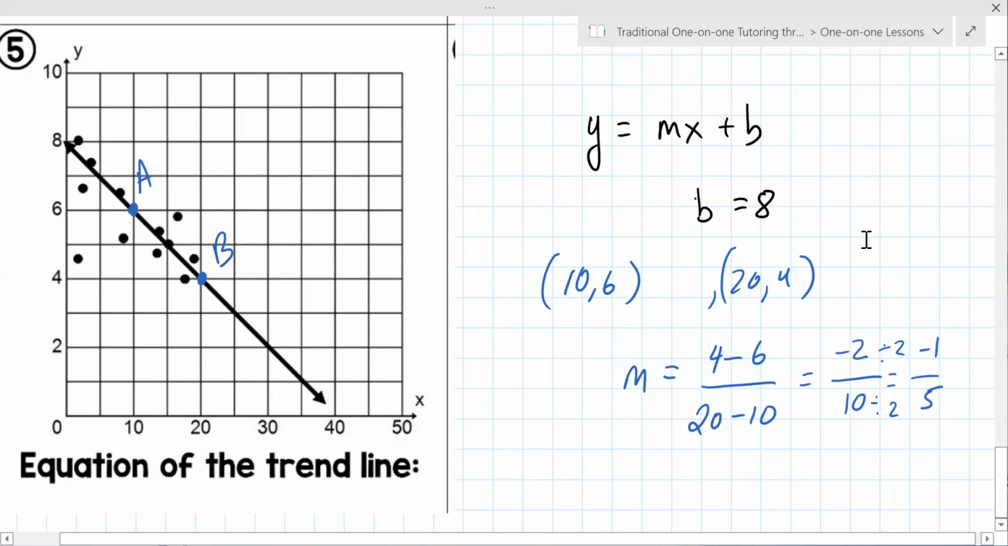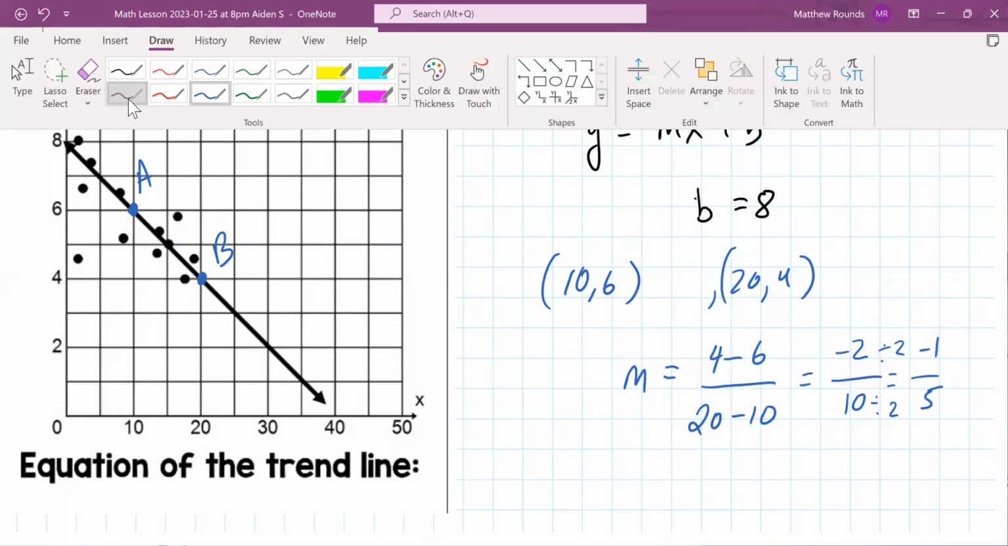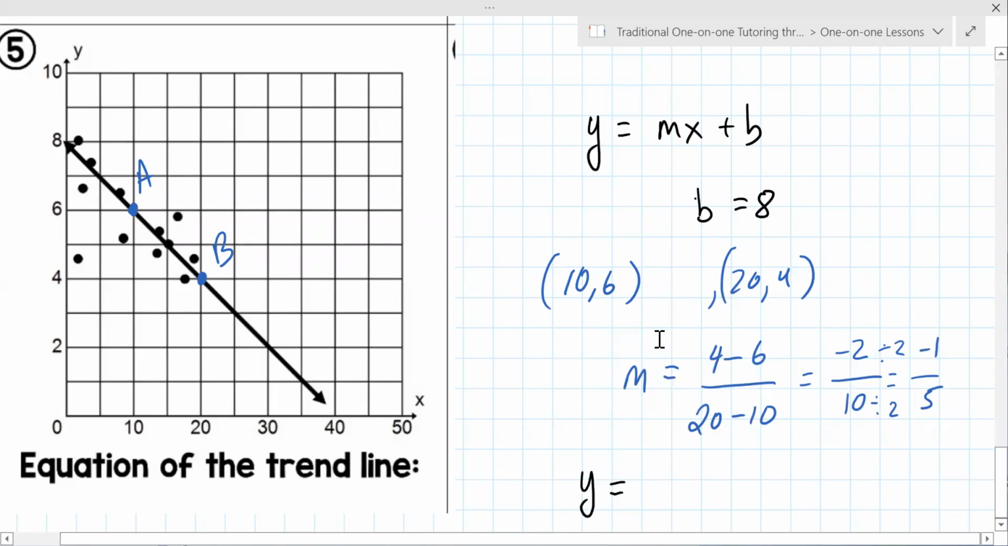Okay, very good. Now, give me your final equation. All right, so y equals negative 1 over 5x plus 8. Good, very good.